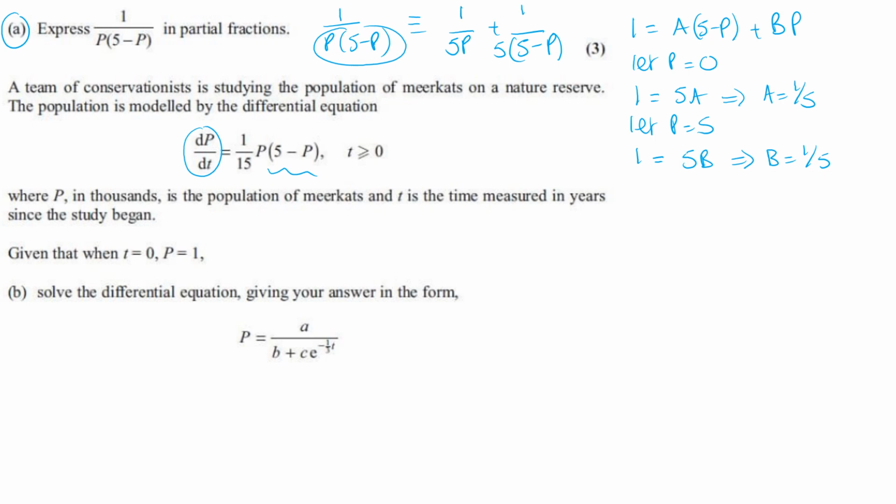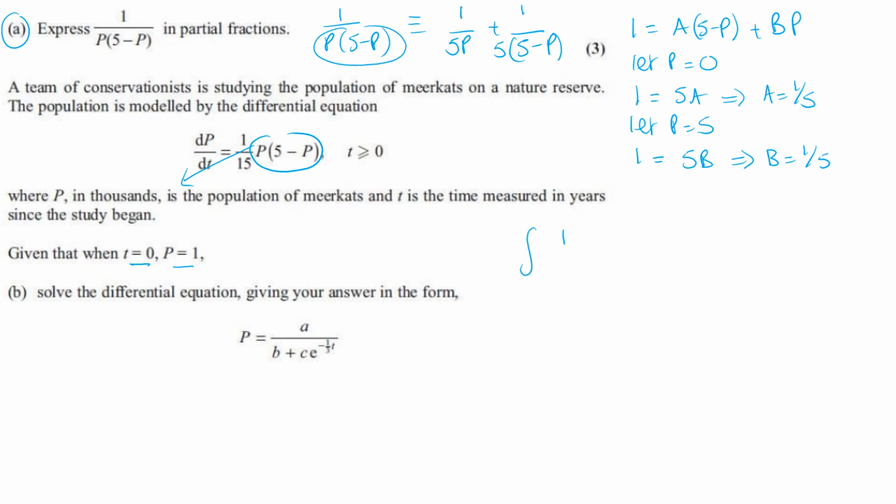Now given that t is equal to 0 and p is equal to 1, we're being asked to solve the differential equation and get it in this form. So what do we do when we solve differential equations? We're going to separate the variables and integrate. So all the p terms are going to cross multiply and come down.